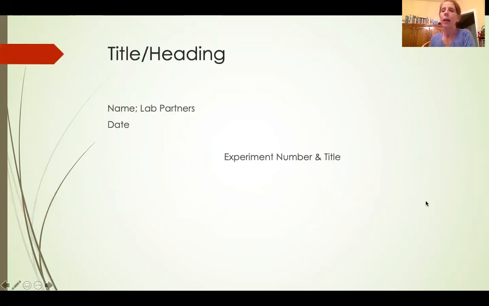Okay, so in the top left-hand corner of your typed document, you're going to include your name, a semicolon, and then the names of your lab partners. Underneath that, you will put the date. In the middle of the page, towards the top, you will put the experiment number. That's going to be designated by a chapter and an experiment number, and then the title of it.